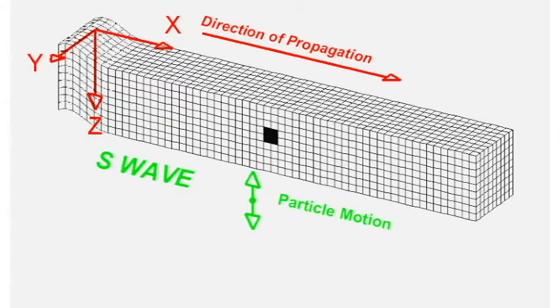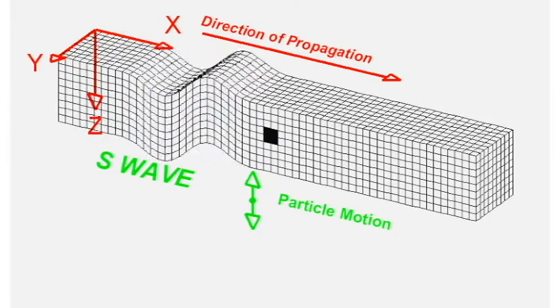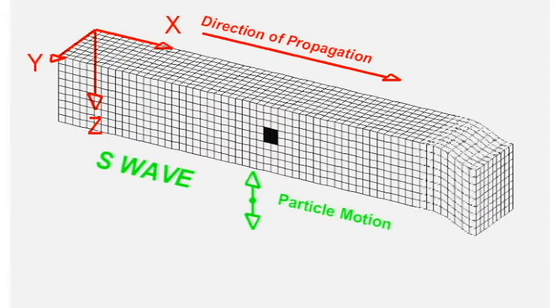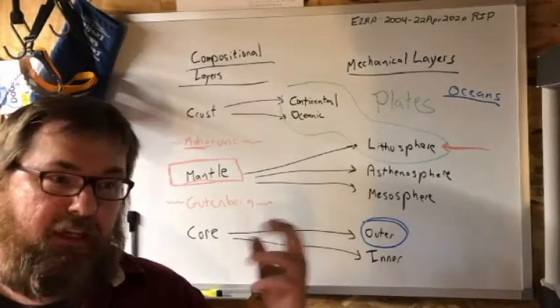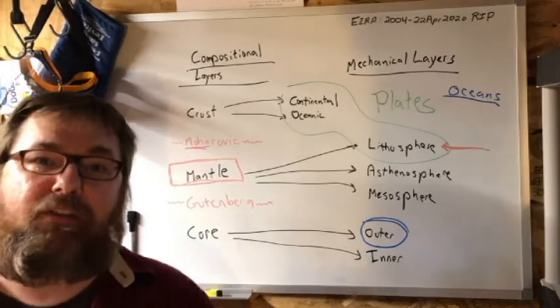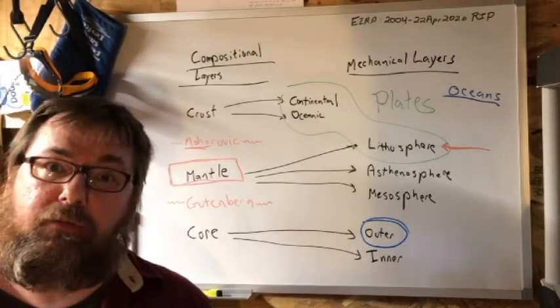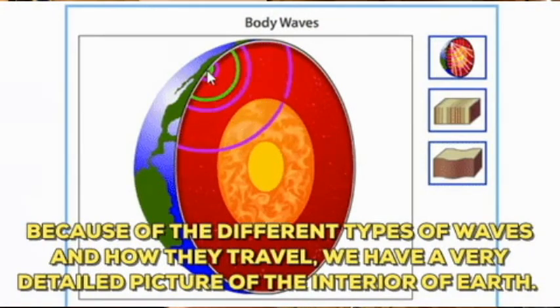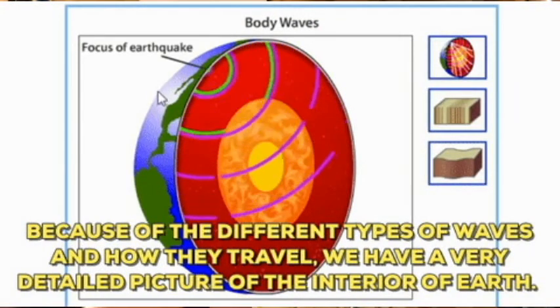S waves go through solids only. So when we have an earthquake, you'll have seismic stations on different parts of the planet that will pick them up and get you your arrival times. Well, waves move faster through denser materials. Okay, generally they do. Basically, you have an earthquake somewhere near the surface of the Earth.